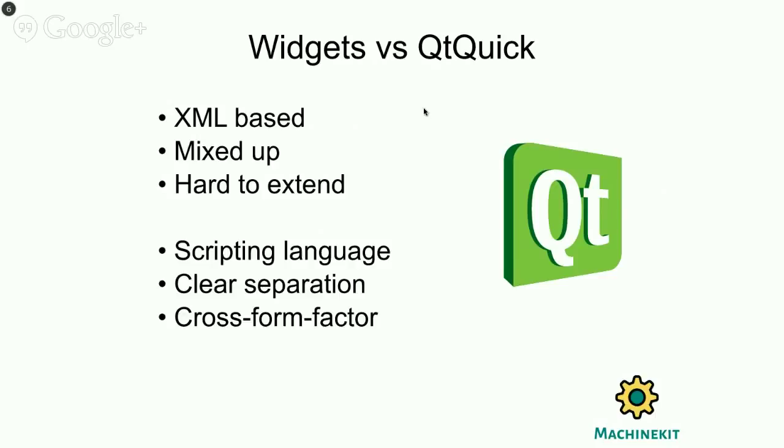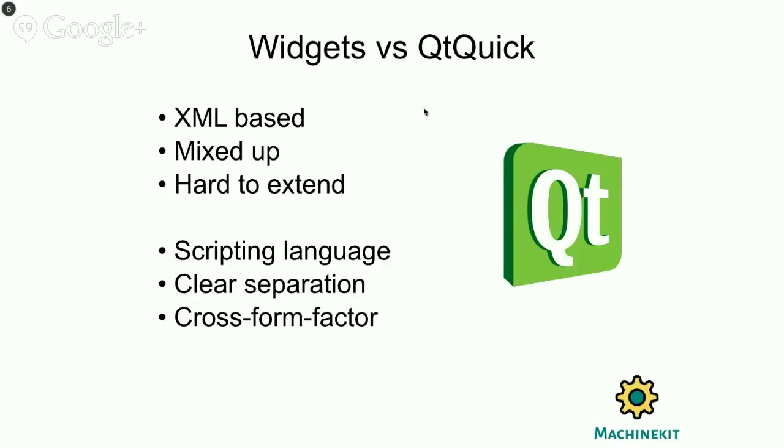Then normally when starting a widget-based UI, especially in small projects, you end up mixing application code and user interface code. And when the project grows and the file grows bigger, you normally cannot find anymore where you have set a value in the user interface, or where you change something. This becomes a really big problem at some point.